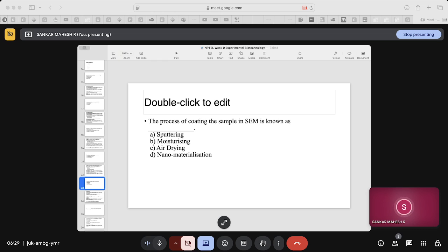The next question is related. We discussed what this coating is. Now, what is the name that people give for coating a sample in SEM? Option A, sputtering. Option B, moisturizing. Option C, air drying. Option D, nanomaterialization.